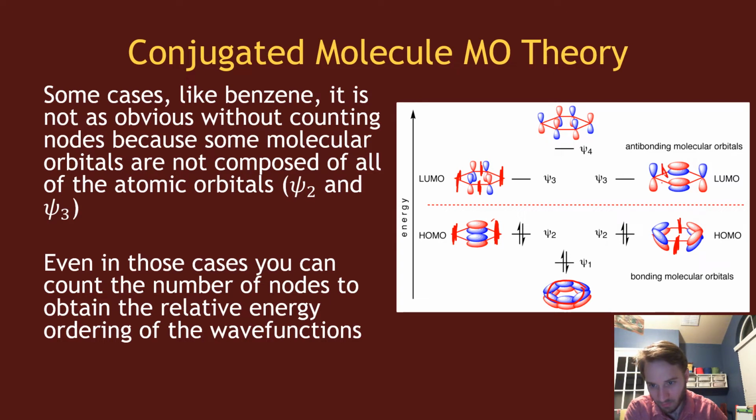Here you have 1, 2, 3, 4 nodes. And then the top orbital here has 6: 1, 2, 3, 4, 5, 6. There's a node between each carbon neighbor. And so we go from number of nodes equal to 0 to 2 to 4 to 6. So they're still organized by energies.